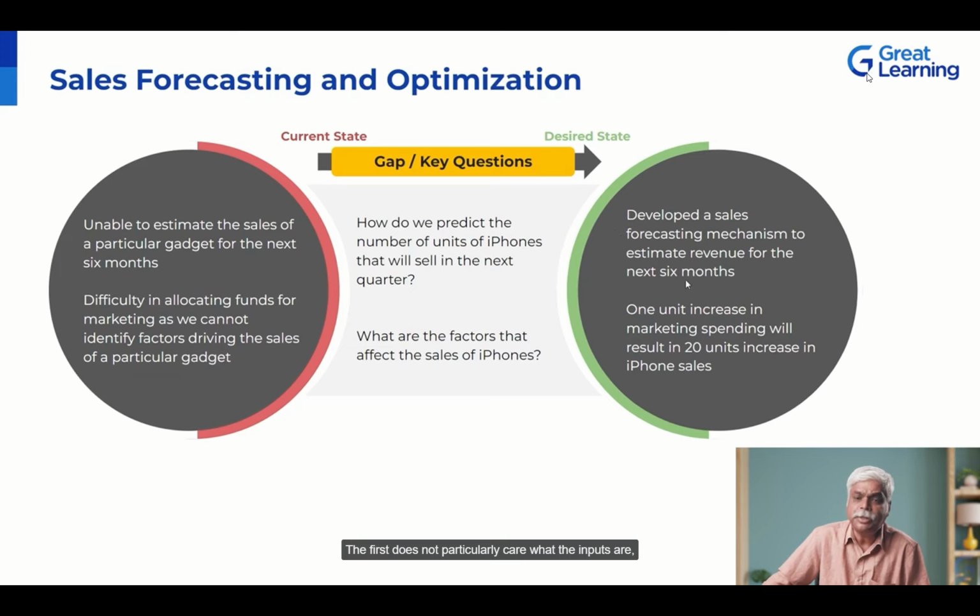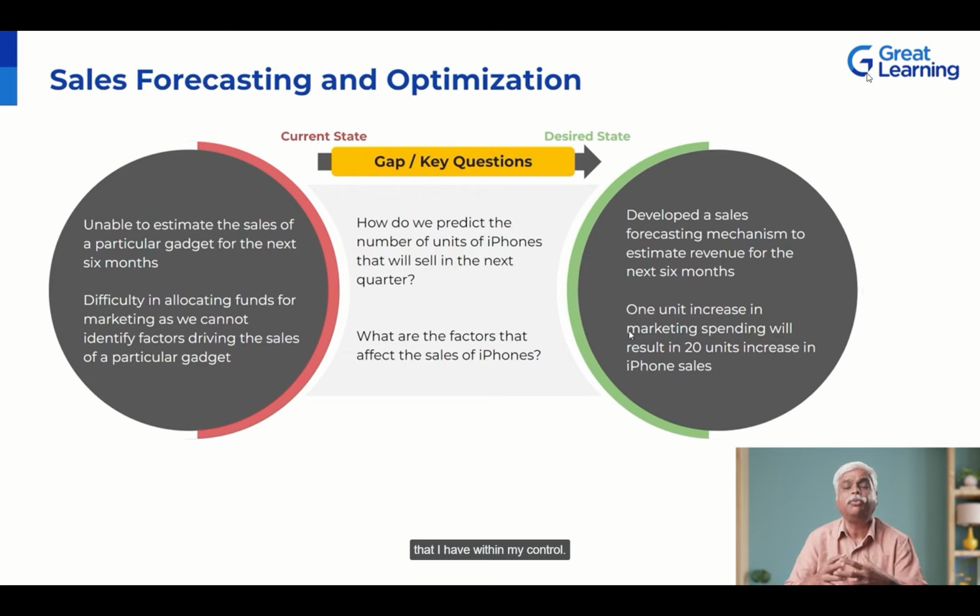The first doesn't particularly care what the inputs are and how we're using them to develop the forecast, but I do want the model to work in the future. I need the model to work outside the data set. I need it to work in situations which may be a little different from what it is now. In the second case, I'm not so bothered about forecasting how much sales I have, but I need to link it to a particular X that I have within my control. How should I vary it? I need to quantify the effect that an input will have on its output.